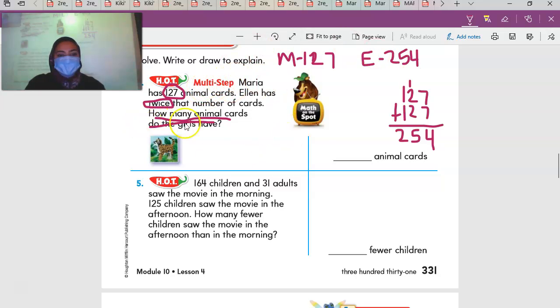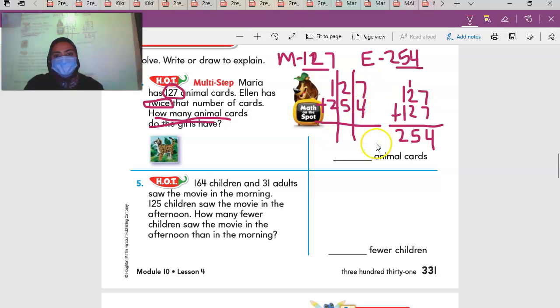The second step is how many animal cards do the girls have? How many animal cards do both girls have? Now we need to add the number for both girls. So now we need to add 127 plus 254. Did I have to subtract in this problem at all? No. Just because this unit is about subtraction doesn't mean every problem would be a subtraction problem. You have to read it closely, okay? They will try to trick you on a few problems.